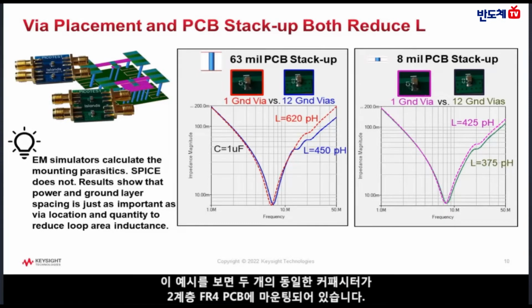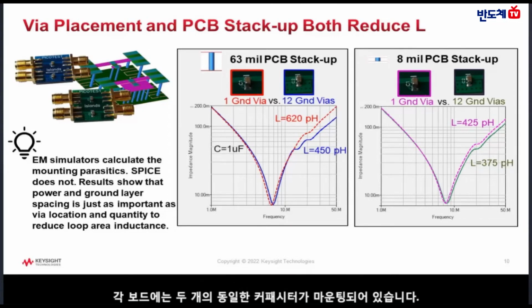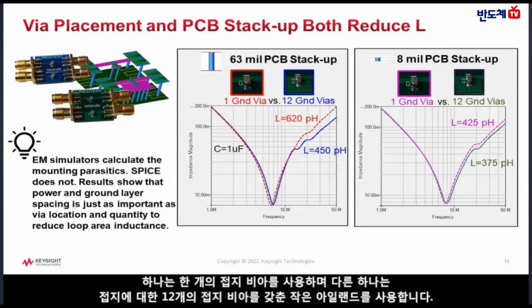This example shows 2 identical capacitors mounted to a 2-layer FR4 printed circuit board. The blue board is 63 mils dielectric, while the green board is only 8 mils dielectric. The same Gerber files were used to produce both boards. Each board has 2 identical capacitors mounted. One uses 1 ground via and the other uses a small island with 12 ground vias to ground.